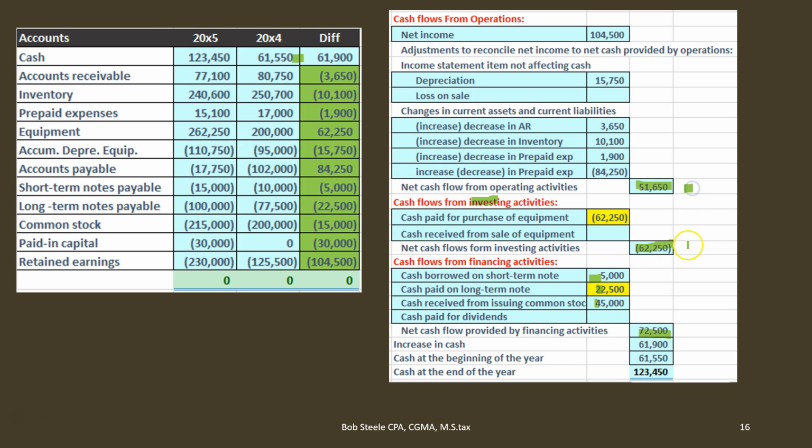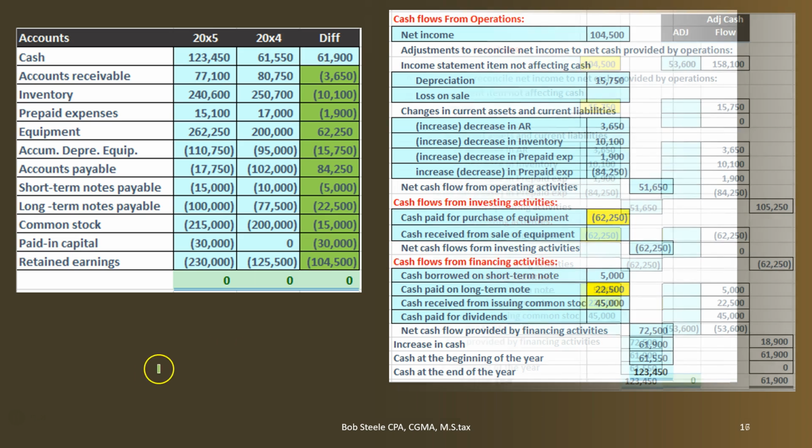Then the 51,650 minus the 62,250 plus the 72.5 adds up to 61.9. Yes, that adds up to our change in cash. So we are in balance so far. That's great, we're looking good so far. However, of course, we have these issues where we're going to go back to some of these accounts and say we recognize that there are some issues that we're going to figure out and find out systematically how to fix, and see if there are any changes that need to be made to certain accounts.